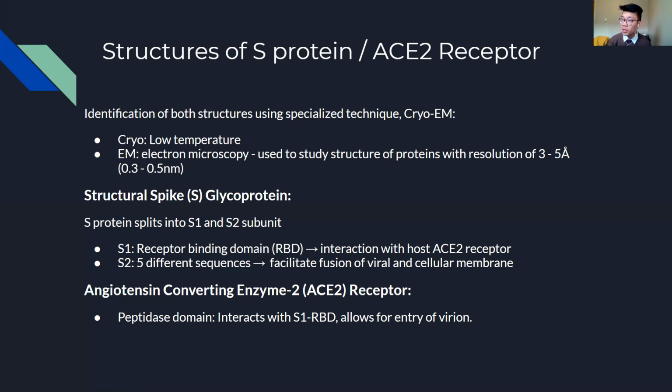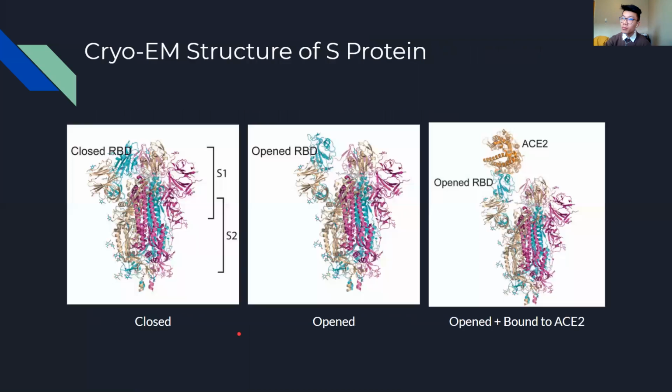and cellular membranes together. The second protein of interest is the angiotensin converting enzyme 2, or ACE2 receptor. And the ACE2's domain of interest is the peptidase domain, which interacts with the S1 receptor binding domain, allowing for entry of the virion into the cell.